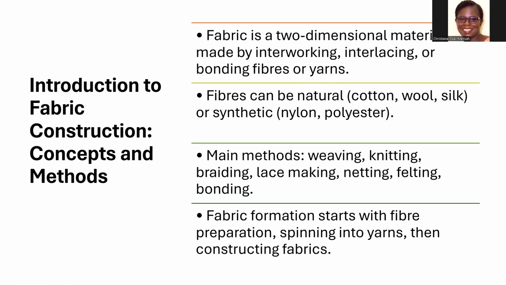So what is fabric? We ask ourselves, what is a fabric? Fabric or cloth is a two-dimensional material that is created by interworking or interlacing or bonding fibers together. So fibers may be natural fibers or man-made fibers. For natural fibers, we have examples like cotton, wool, silk, and then the man-made fibers, we have synthetic and regenerated.